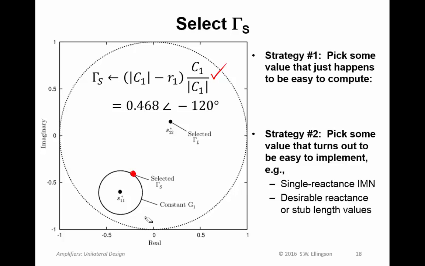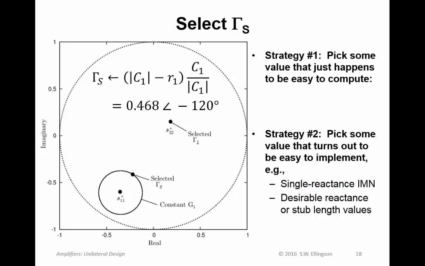Of course, another strategy would be to pick some point off the circle which has some specific advantage. All right, so specific advantages we might look for are, for example, can we find a point there that corresponds to an input matching network that requires only a single reactance? That would reduce the complexity and parts count and so on. Maybe we can find a point that refers to an input matching network that has desirable reactance or stub length values if I'm doing a single stub match, for example. So this is usually the strategy that's used, or some combination of these things. But again, just to get the solution moving here, I'm going to pick off this one point.